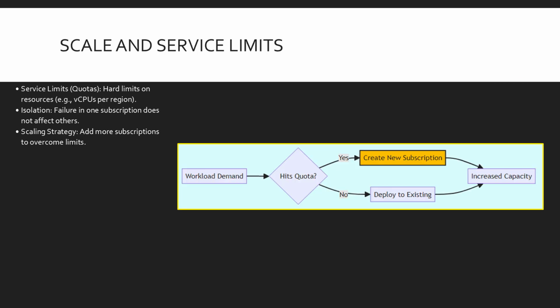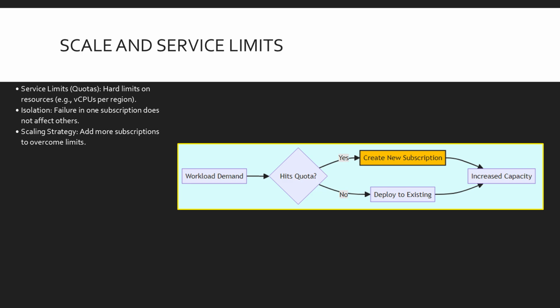Why would you need more than one subscription? A primary reason is scalability. Azure imposes service limits or quotas on subscriptions, such as a maximum number of virtual CPU cores you can use in a specific region. If your workload requirements exceed these limits, you cannot simply make the subscription bigger. Instead, you scale out by creating additional subscriptions. This also provides isolation. If a deployment script goes rogue and consumes all available quota in one subscription, your critical workloads in another subscription remain unaffected.